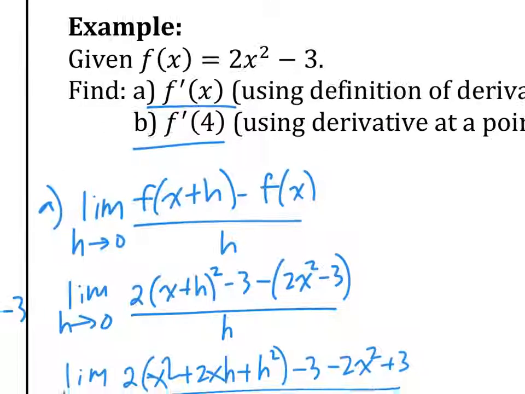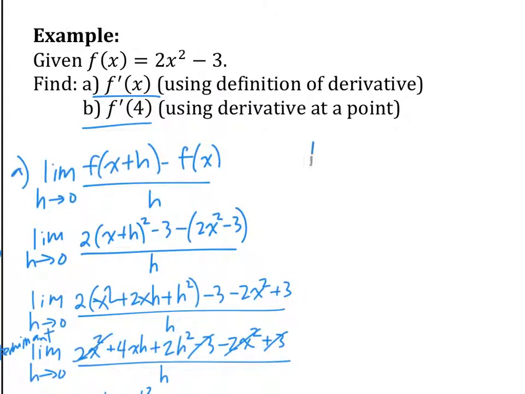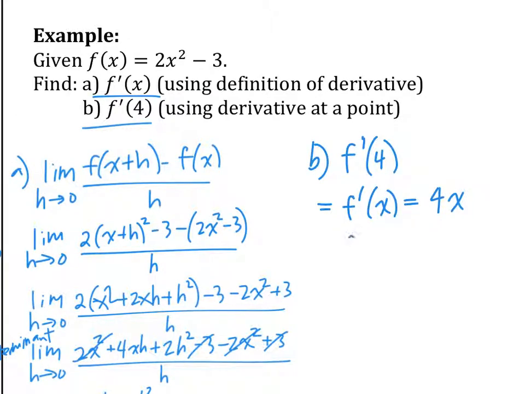Okay, so B. What is the derivative at 4? Meaning, what is the slope at x equals 4? Well, f prime of x, we know, is 4x. We just solved that. So f prime of 4 is 4 times 4. So that is 16. Okay? So you don't have to do the whole thing out again. It doesn't matter. You'll get 16 either way.